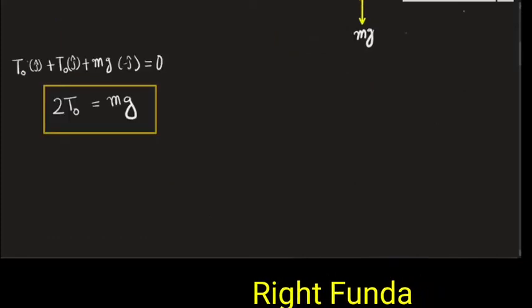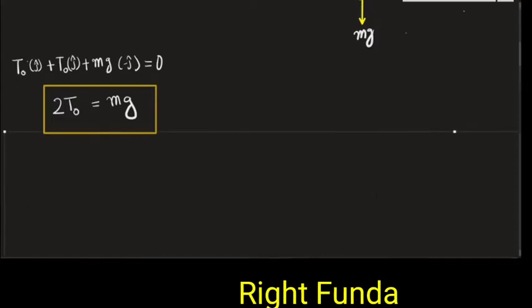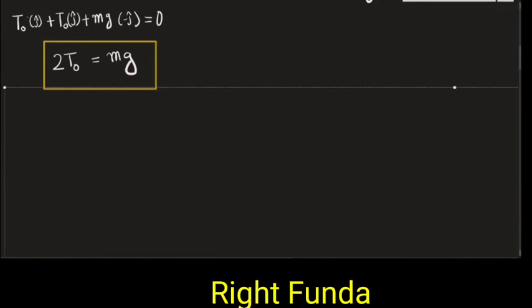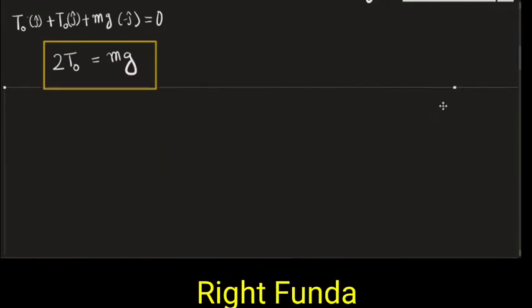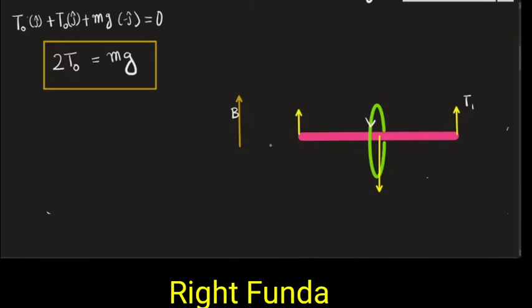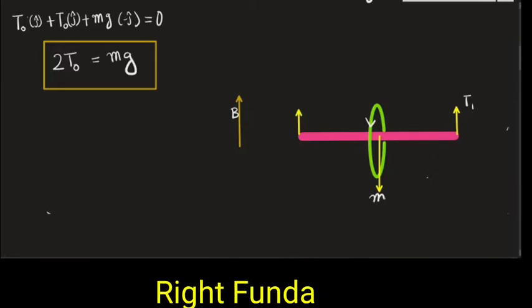So we got 2 T naught equal to mg. Now this ring is rotated. If this ring is rotated right now with the angular velocity omega, then what will happen? We'll see. Again, we'll draw the free body diagram. Then this is the situation here. Again, mg will be there.